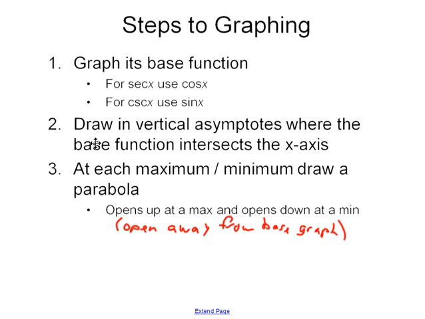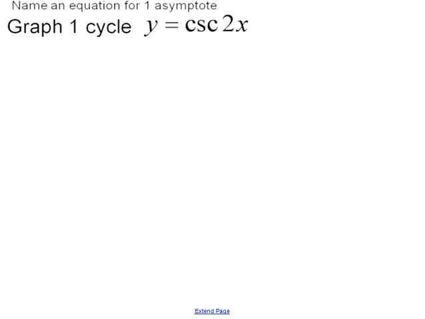Then draw your vertical asymptotes like we did with the tangents, and then you draw a parabola that opens up or opens down at each maximum and minimum. An easy way to remember is they should open away from the sine or cosine graph, your base graph. So what this would look like, this is a quick rundown. Cosecant is 1 over sine, so we're going to graph sine of 2x as a base graph.